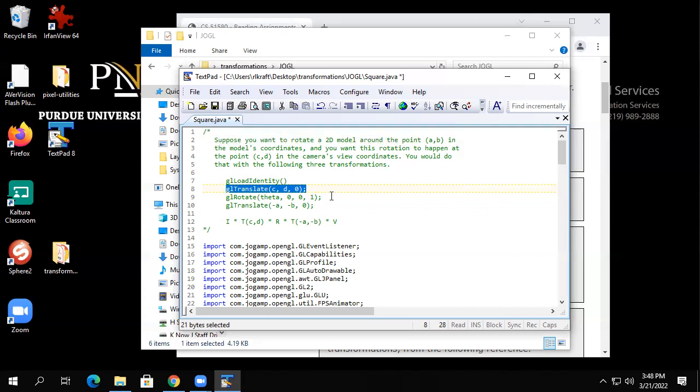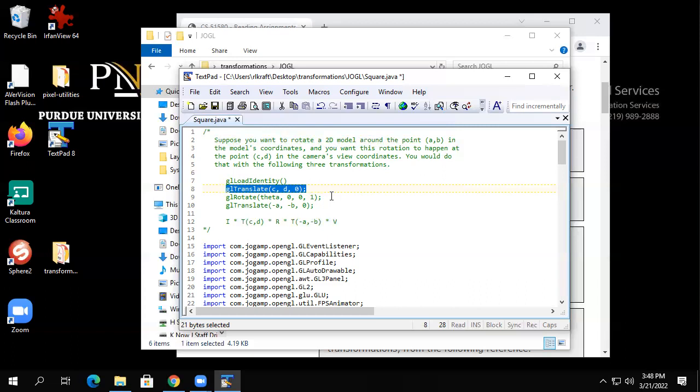But people get real confused by this. This is one of the places that makes people get mixed up. You're so used to reading code from top to bottom, and you think, okay, the first thing I see in the code is the first thing I do. So you think, oh, I'm going to translate, then rotate, then translate. That's not what it does. It translates, then rotates, and translates in that other direction.